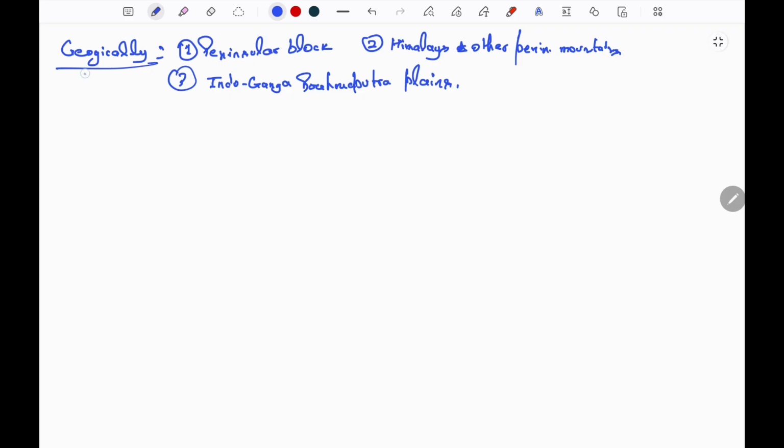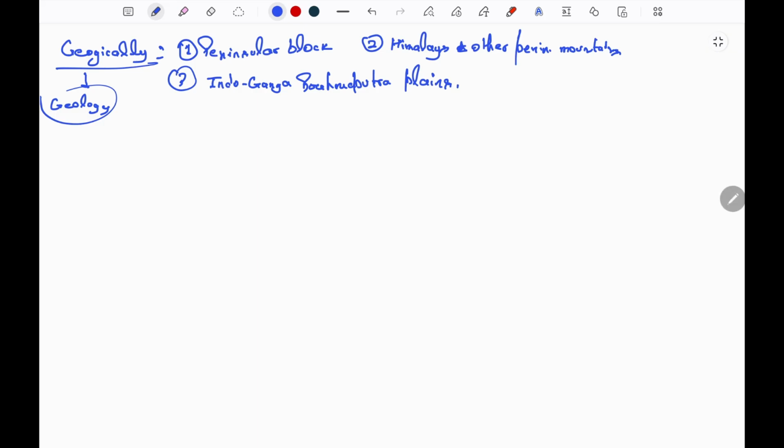Now this geological division is based majorly on the geology of the area, that is the type of rock structure and the age in which it is formed. This is slightly different from the physiographic division, which is majorly based on the topography and the landforms of that region, but it majorly overlaps with the physiographic division.